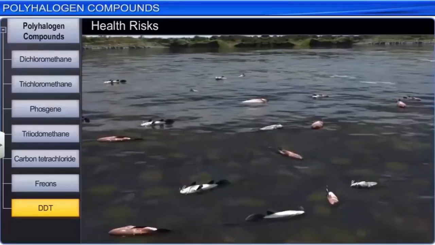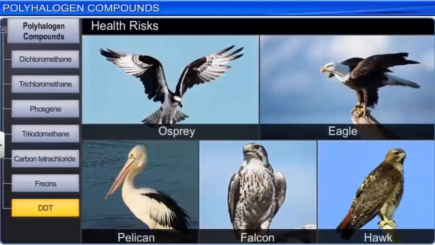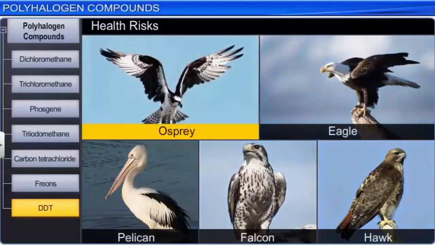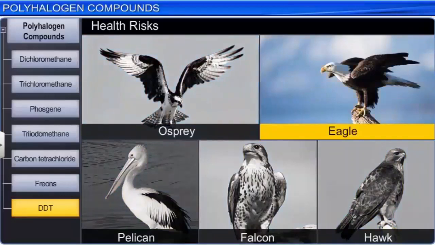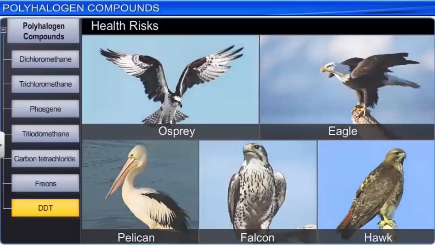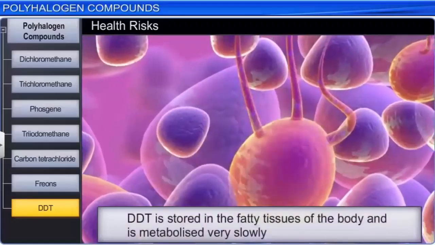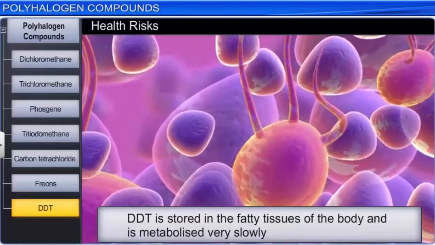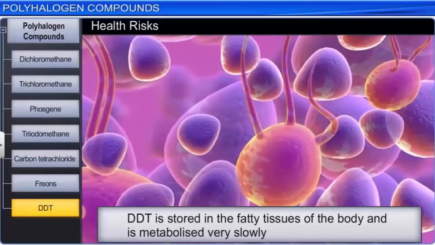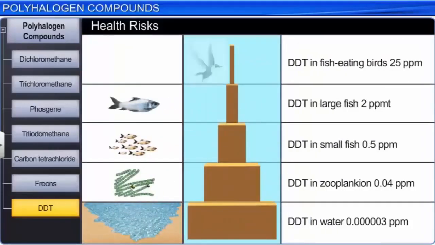DDT is toxic to many species of fish. For certain species of birds, such as ospreys, eagles, pelicans, falcons, and hawks, DDT exposure leads to thinning of eggshells, causing serious population declines. DDT is stored in the fatty tissue of the body and is metabolized very slowly. As a result, it persists in animals and becomes more concentrated in species higher in the food chain.